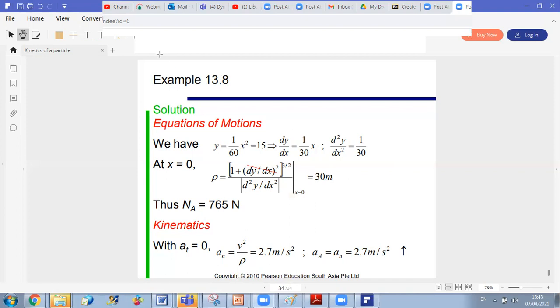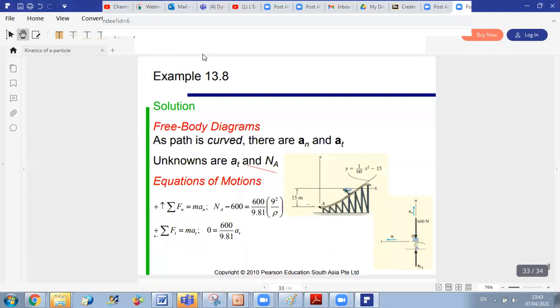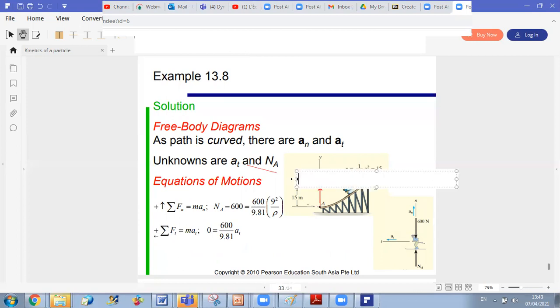So here, if you want to represent the kinetic diagram, if we go back to the figure, the kinetic diagram at point A will be like this. We have only mass times AN. So this is m times AA at this location.